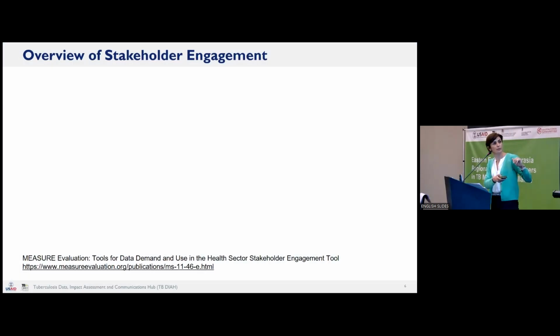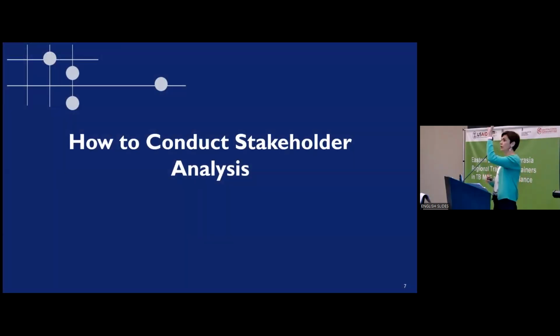Out of these 4 quadrants, out of these 4 squares that we've seen on the screen, the square that is in the upper right corner, with the biggest interest and influence. These are the stakeholders that you should pay the biggest attention to, that you need to work with permanently.